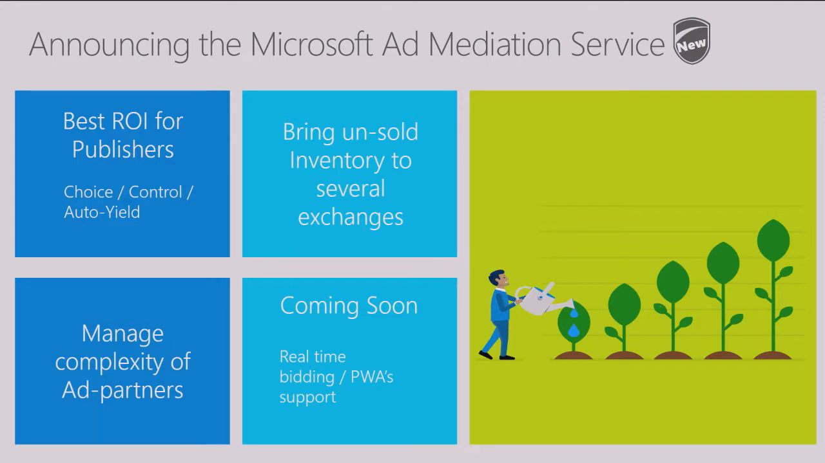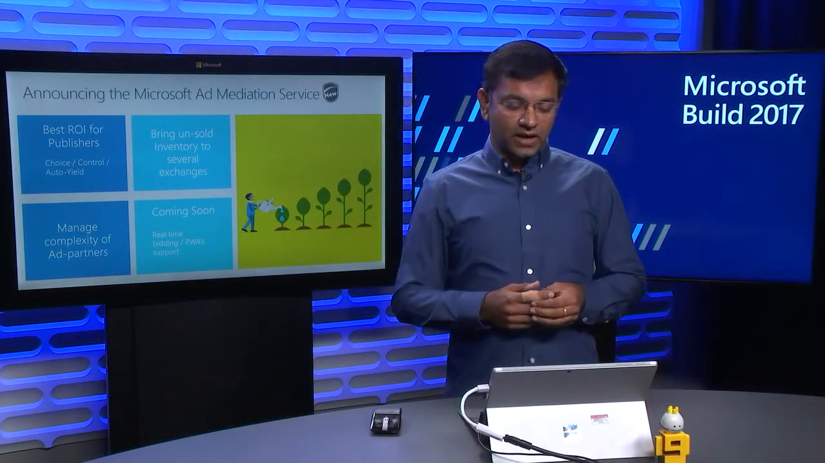What this is essentially is a publisher system that we've built in the background that tries to get the best ROI for you. It'll give you choice. You can choose which ad networks will serve against your apps. It'll give you control, so you can go in and make changes dynamically. And we'll make sure that you get the best yield, or what we call auto yield, and I'll talk a little bit about that in a bit. The way the mediation service is set up, any unsold inventory you have will go to other exchanges, so that you can maximize the amount of ads that you're selling on your app.